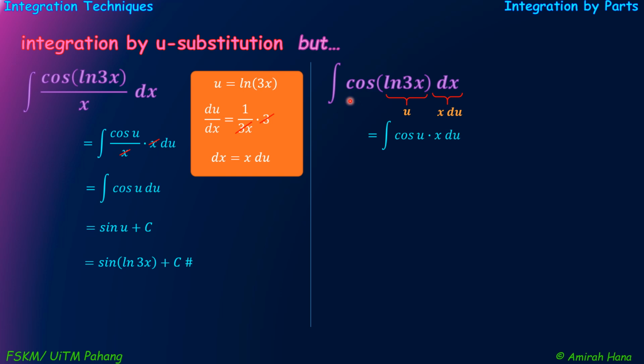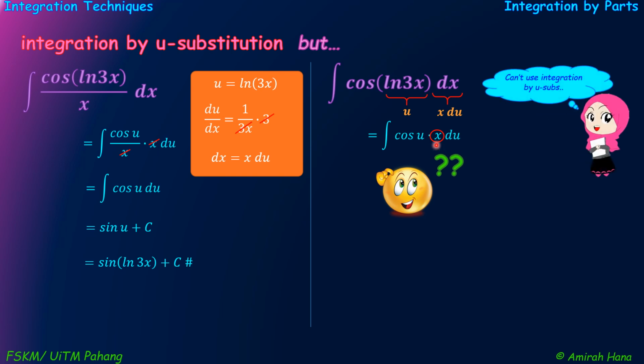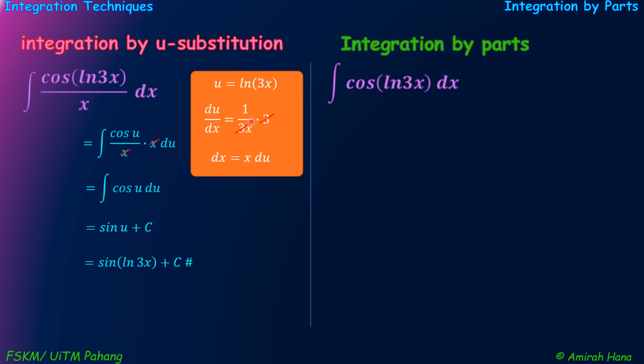When we rewrite in terms of u and du, we get integration of cos u times x du. From here we still have variable x, and there is no over x to simplify it. In this case we cannot simplify x, which means we can't use integration by u substitution. Actually, we need to integrate using integration by parts, and we will discuss it later. So for the first question we integrate by u substitution, and for this question we integrate using integration by parts.